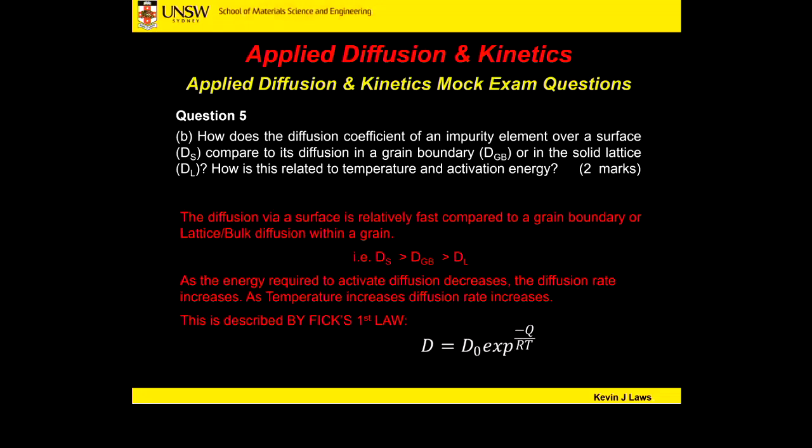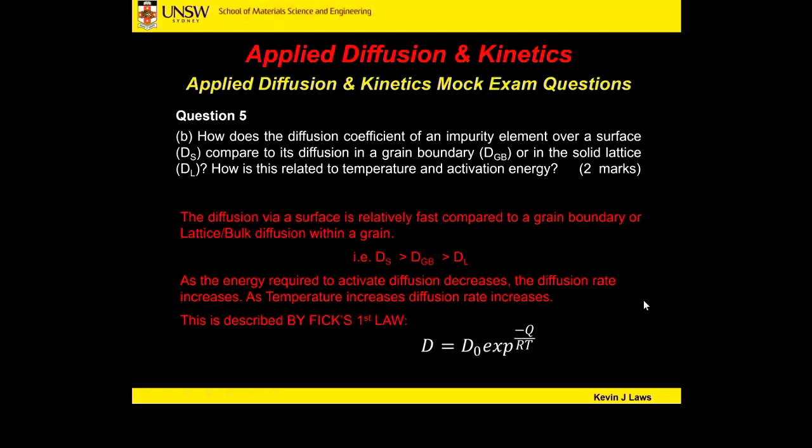B, something that's highly related, how does the diffusion coefficient of an impurity element over the surface, DS, compare to diffusion in a grain boundary or in the solid lattice? Okay. Second part of the question is also a little bit of a clue. How is this related to temperature and activation energy? So hopefully a good student will think about some of the relationships they've learnt during the course and pull out Fick's second law. Yeah? Okay, so it's a reverse relationship to activation energy. So diffusion via surface is relatively fast compared to a grain boundary or the bulk. All right, so DS greater than DGB greater than DL.